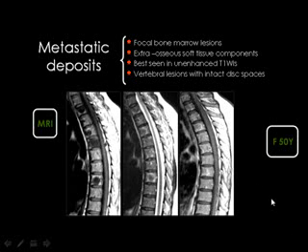Then I always say that the detection of metastatic deposits by MRI in the spine is much better in the T1 weighted image without contrast injection. And this is the proof. These are the metastatic deposits in the T1 and the T2 and after contrast injection. The most detectable lesions are seen in the T1 weighted image before injection of contrast.